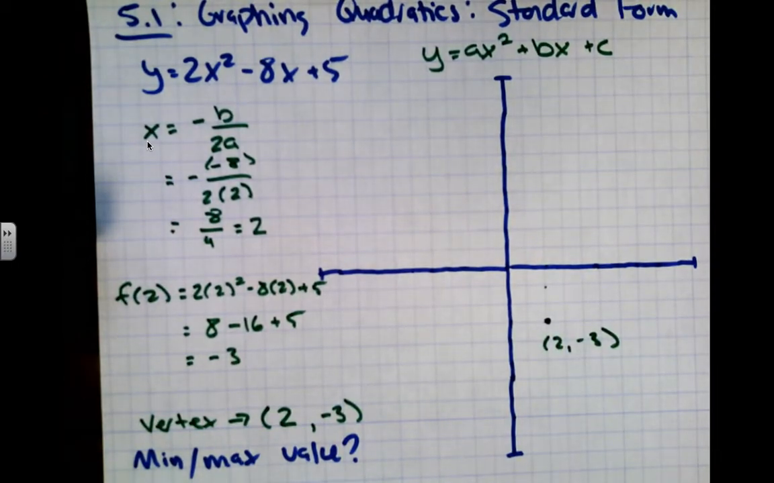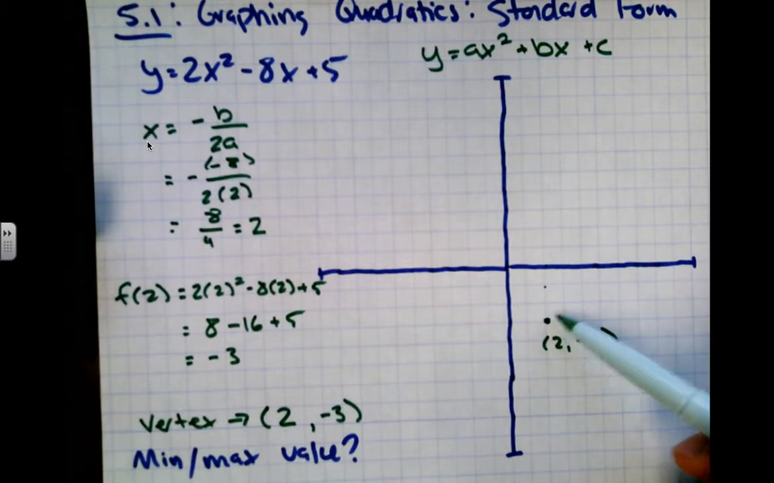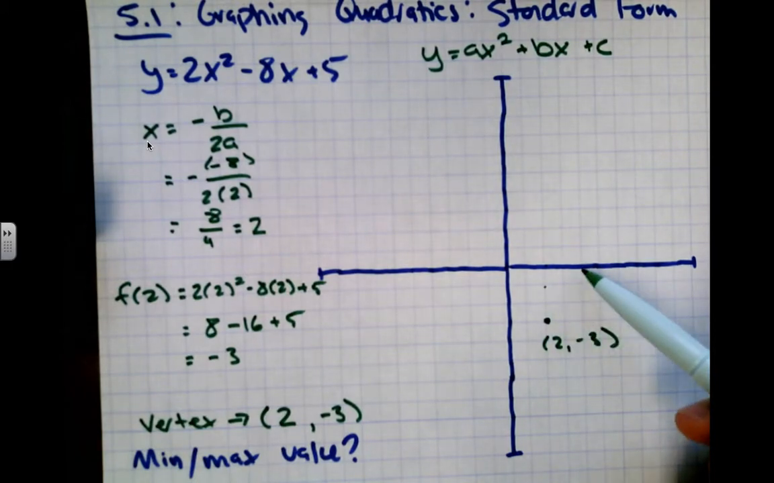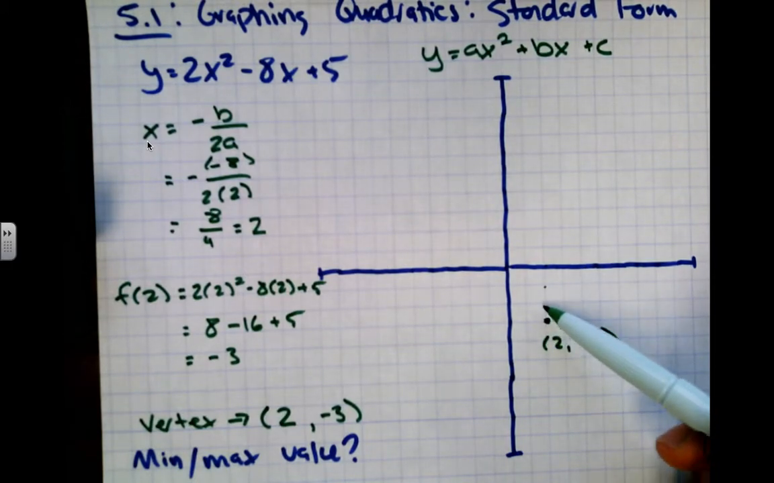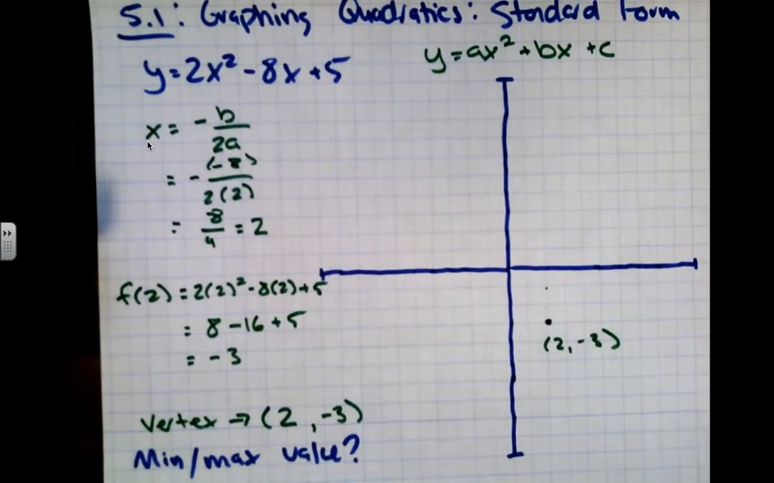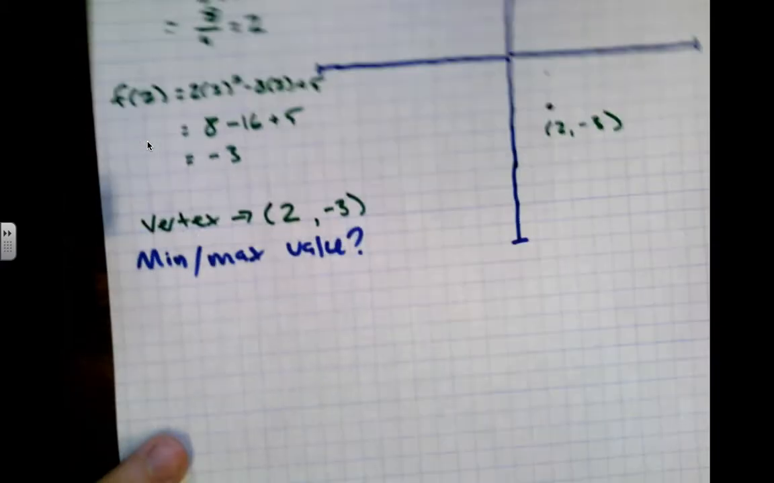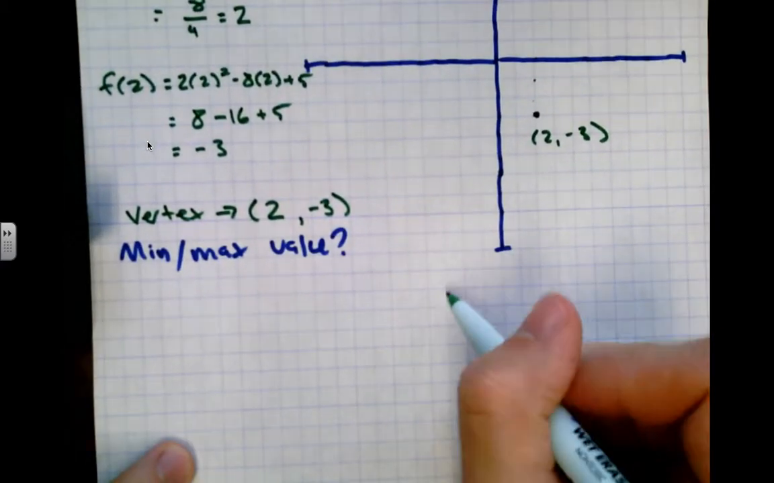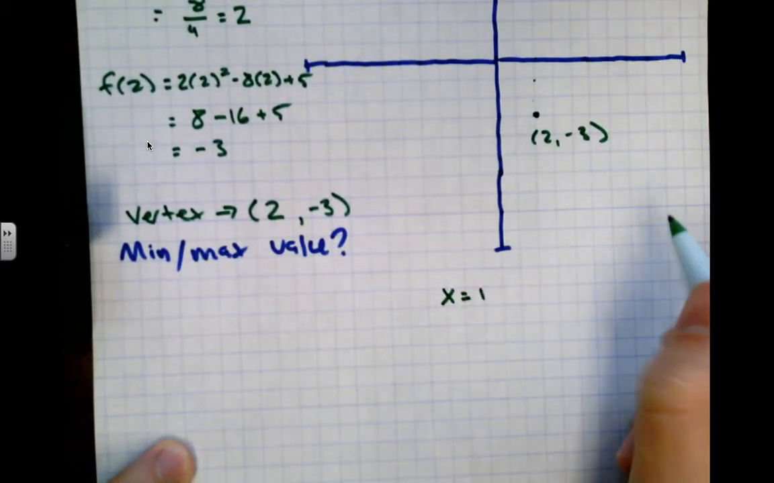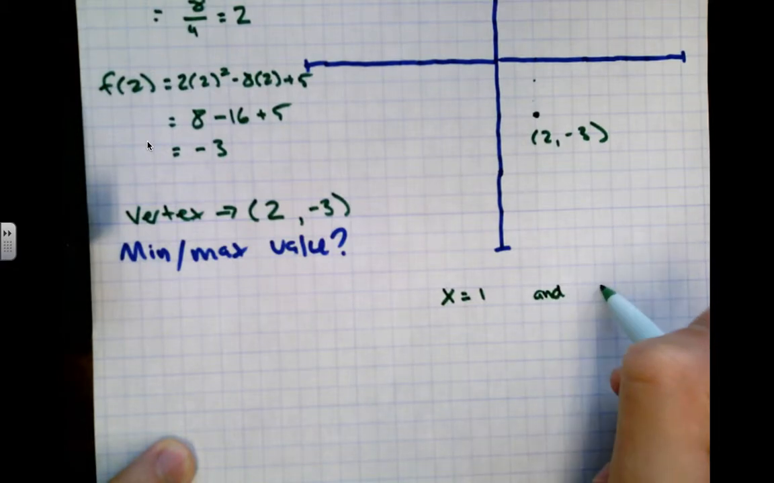Now, the rest of this, we have to go through and identify 2 points on the same side of the vertex. So we either want to find 2 points to the right, like x equals 3 and x equals 4, or plug in 2 points to the left, like x equals 1 and x equals 0. For this example, it doesn't really matter which way you go about doing it. We're going to do x equals 1 and x equals 0.